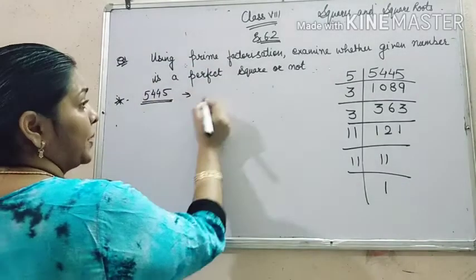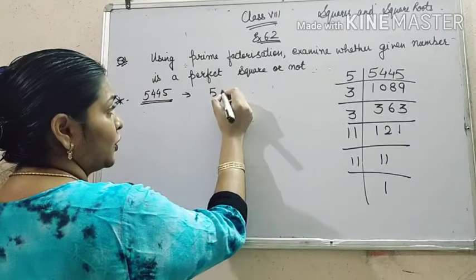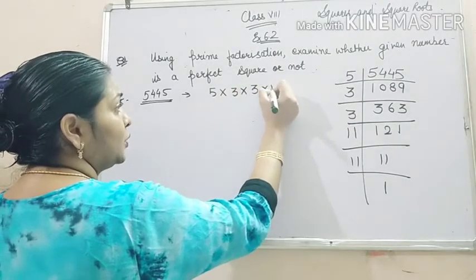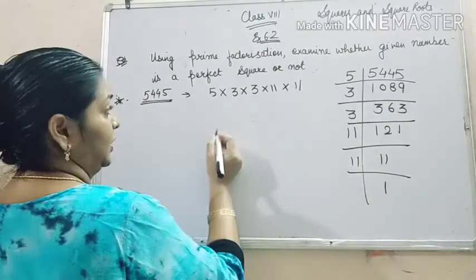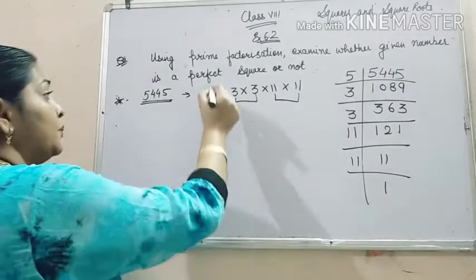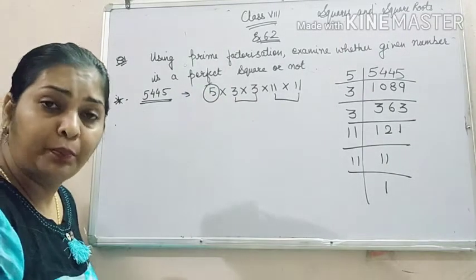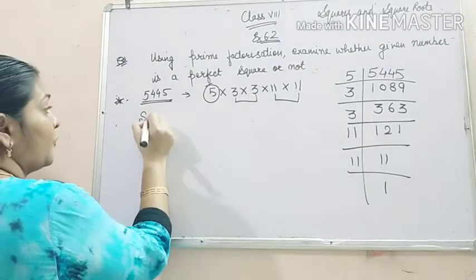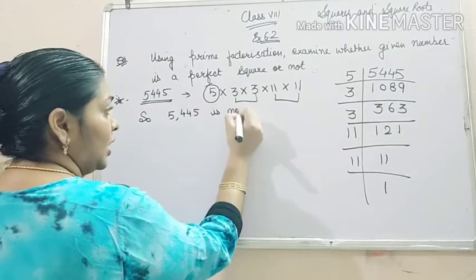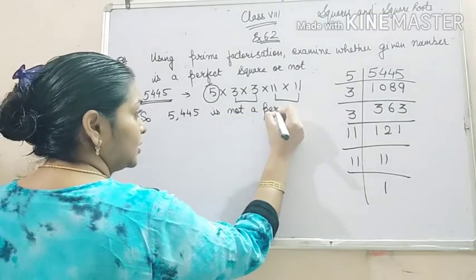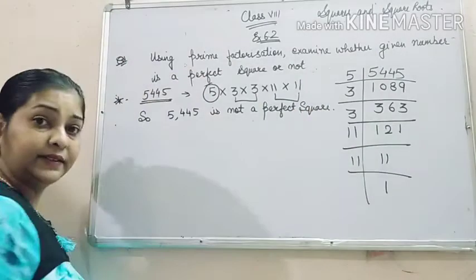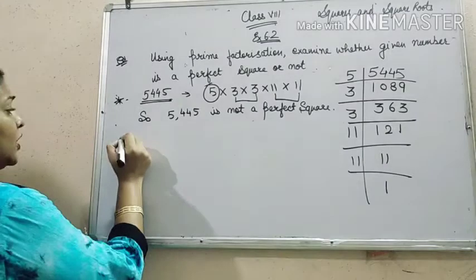So the prime factors of 5445 are 5 into 3 into 3 into 11 into 11. So you can see that 3 and 11 are in pairs, but 5 is not in a pair. So 5445 is not a perfect square. Is that clear? I am taking one more example.